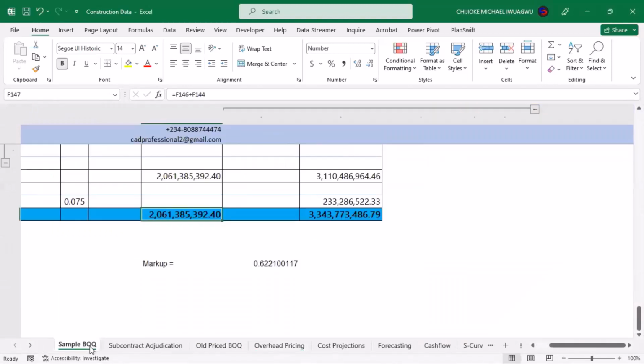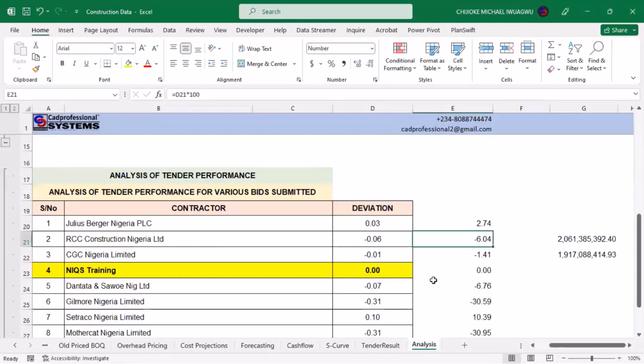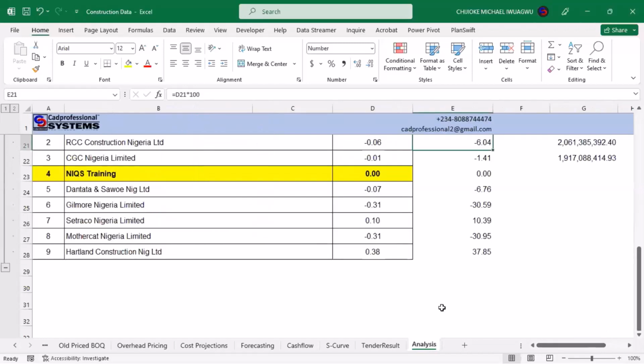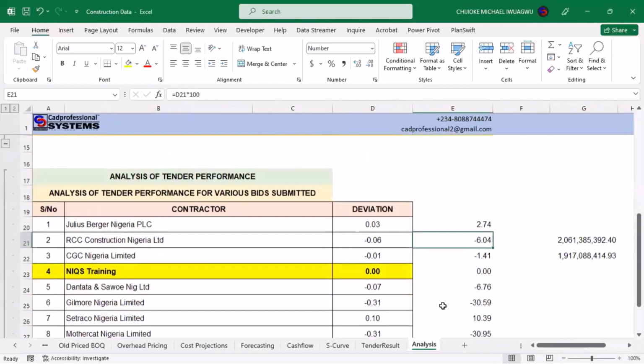I don't know if we get what we're talking about now. So this is how we can make these projections. This is how we can do this analysis. This is how we can, over time, track the activities of a particular contractor and be able to project their moves as they progress.